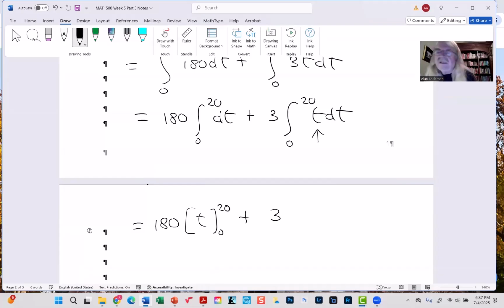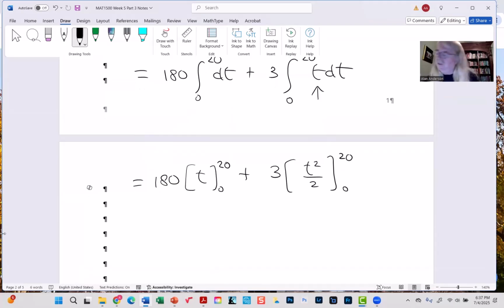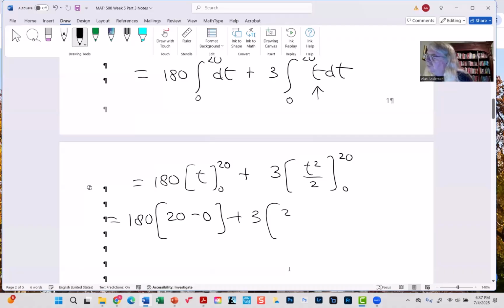Now over here, the integral of T using the power rule is T squared over 2. And again, we're evaluating from 0 to 20 based on the first fundamental theorem of calculus. Therefore, that gives us, so you're evaluating the function at 20, and then from that, you subtract the function at 0. So we have 20 minus 0. Here we'll have 20 squared over 2 minus 0 squared over 2.